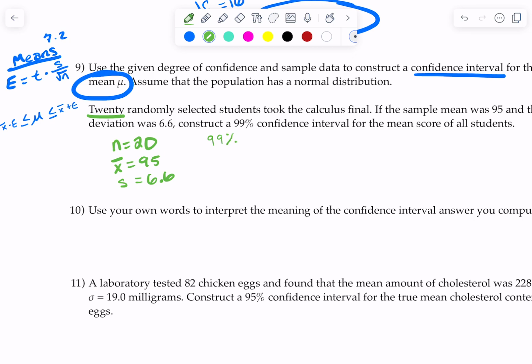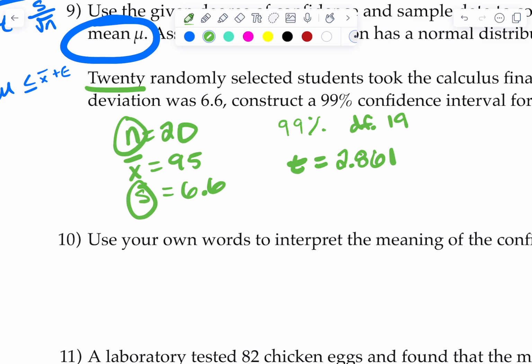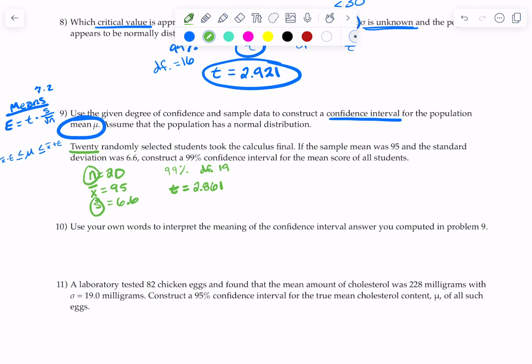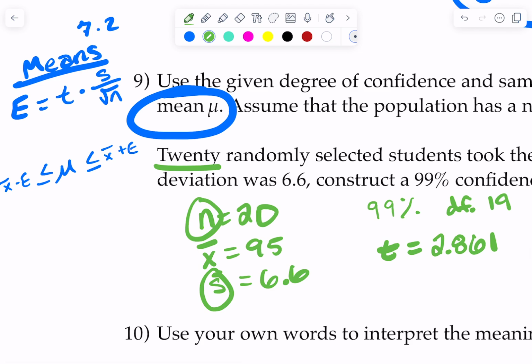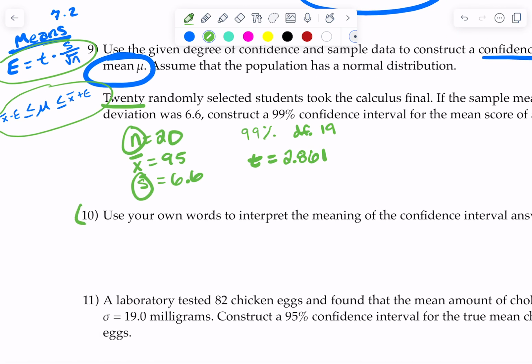Am I going to use T or Z? T, because we only know S and N is less than 30. So T equals, go to 99%, how many degrees of freedom? 19. 19 degrees of freedom at 99%. T is 2.861. Now you do this: calculate the error, add and subtract from the average. Then do your own word interpretation on number 10, and that's all.